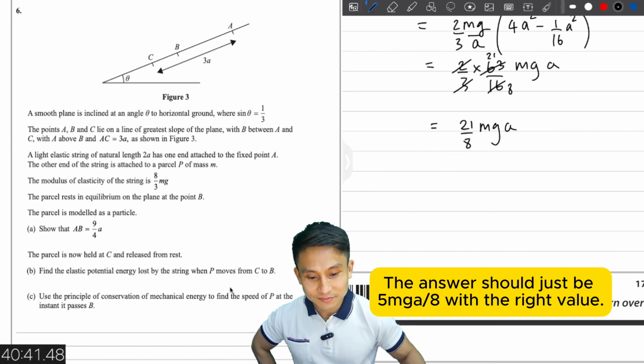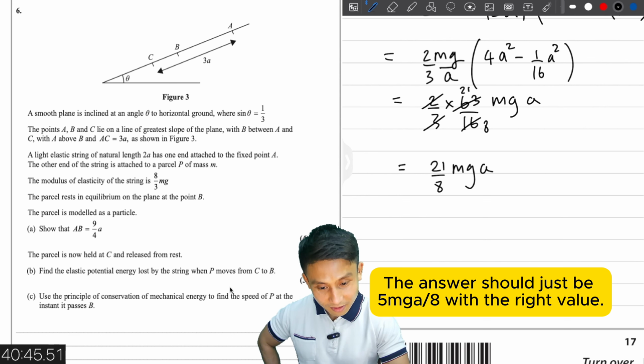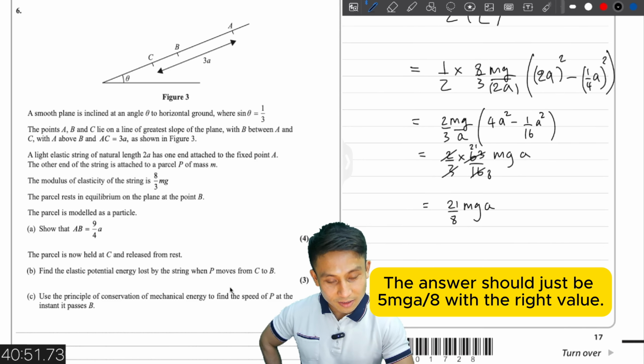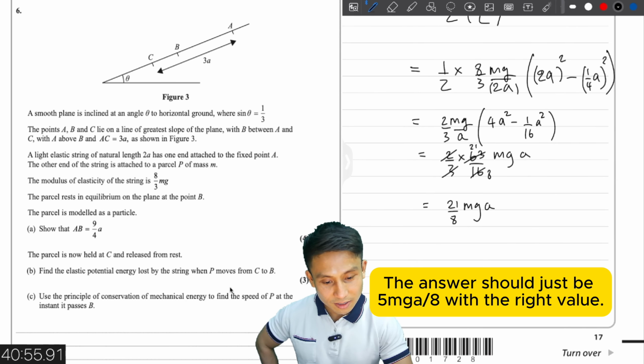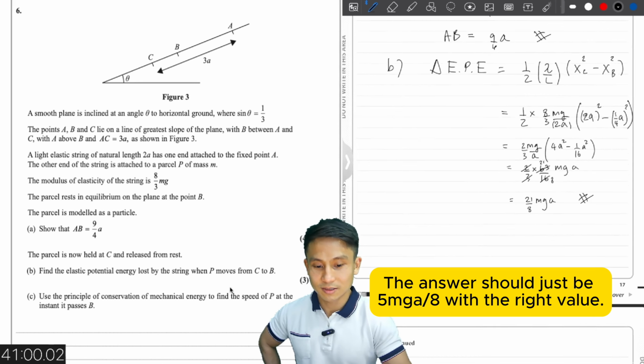Let me check the math again there. Okay, so that is 21 over 8 mg a. I'm okay with everything, I think. I'm just going to call it that.